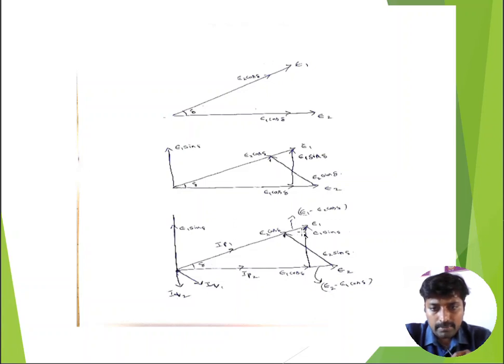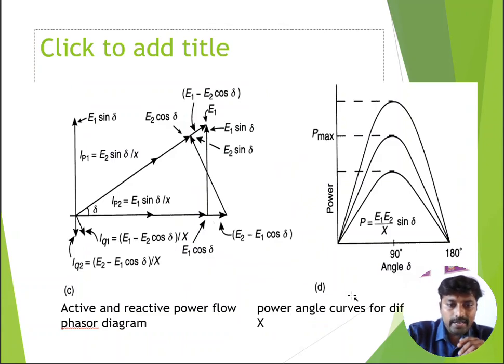So this difference is nothing but E1 minus E2 cos delta. This difference is nothing but E2 minus E1 cos delta. Then you go for the final active and reactive power flow phasor diagram. So what I discussed previously, we have represented clearly here. So from here, we can calculate the power. That's why power in terms of the load angle is nothing but E1 E2 by X into sin delta. The active power representation is E1 E2 sin delta by X.